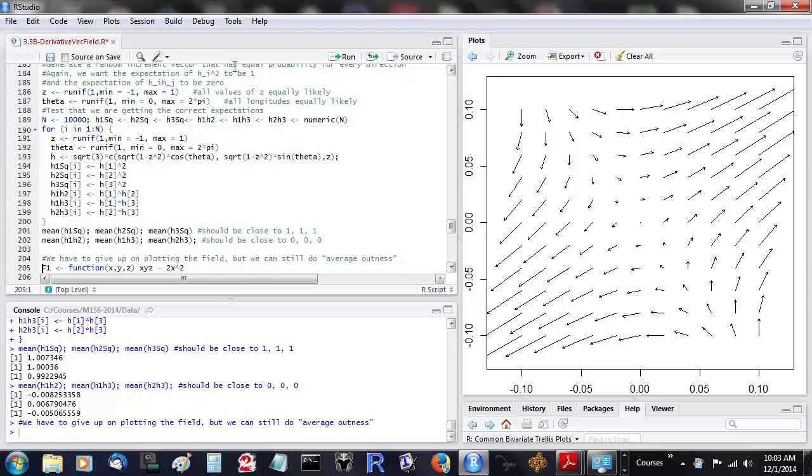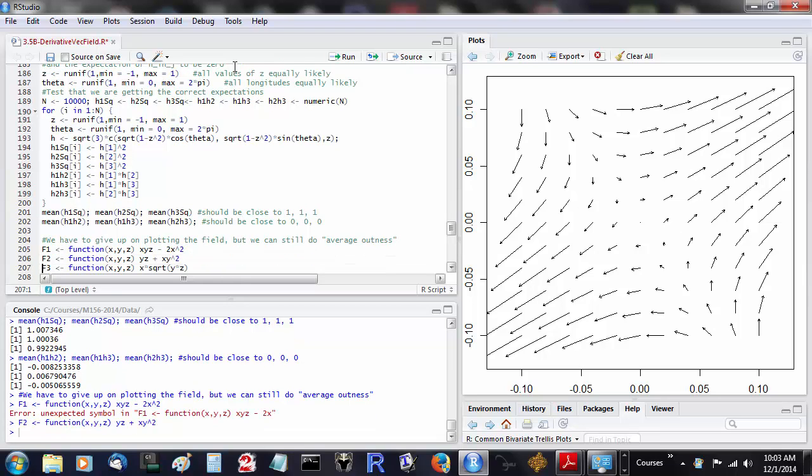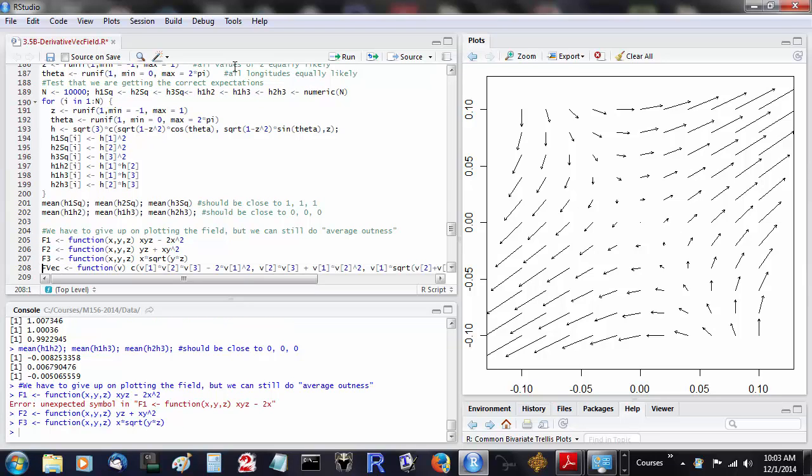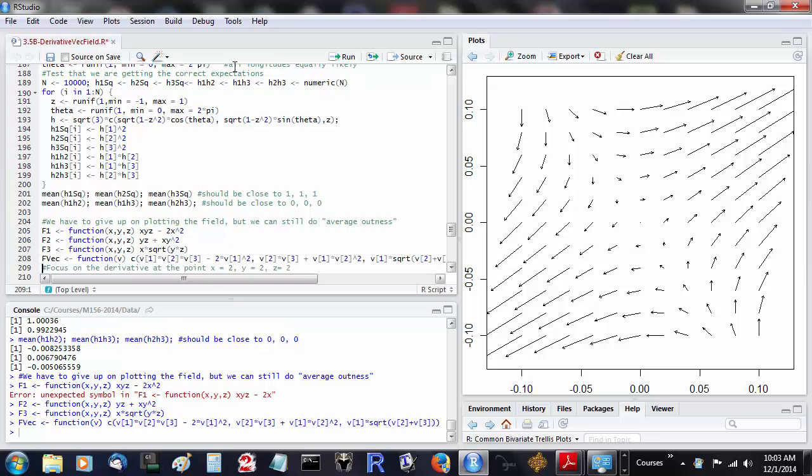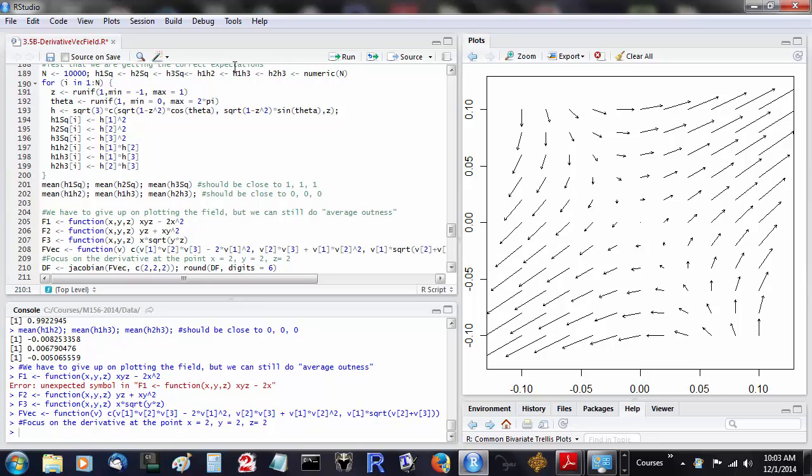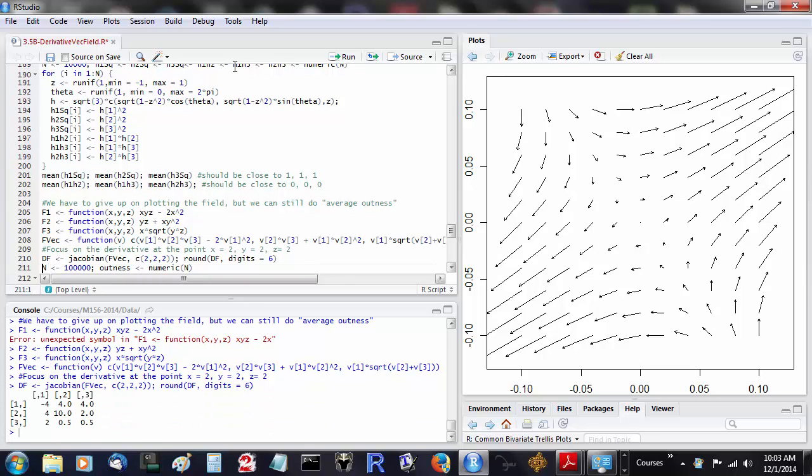We can't plot this field on a flat computer screen, but we can still do average outness exactly the same way. So let's create a vector field in R3 with some rather arbitrary functions and calculate the derivative where x, y, and z are all equal to 2. This gives us a 3 by 3 Jacobian matrix.